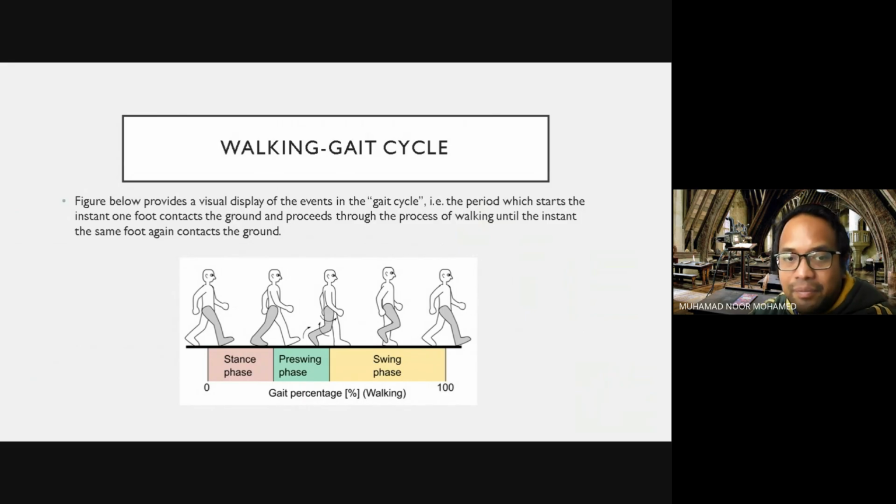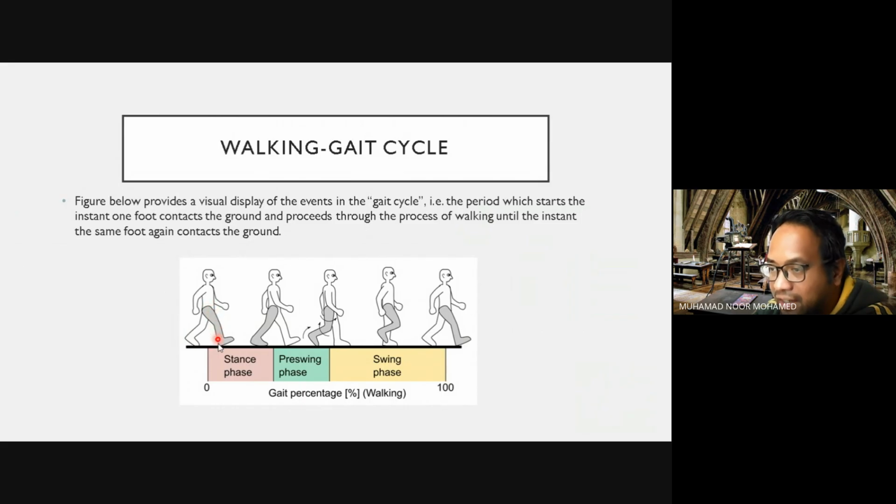Okay, figure below provide a visual display of the event in the gait cycle or the period which start the instant one foot contact the ground and proceed through the process of walking until the instant of the same foot again contact the ground. Okay, when we try to explain gait of walking, look here, we cannot look at both legs, we just take one leg.